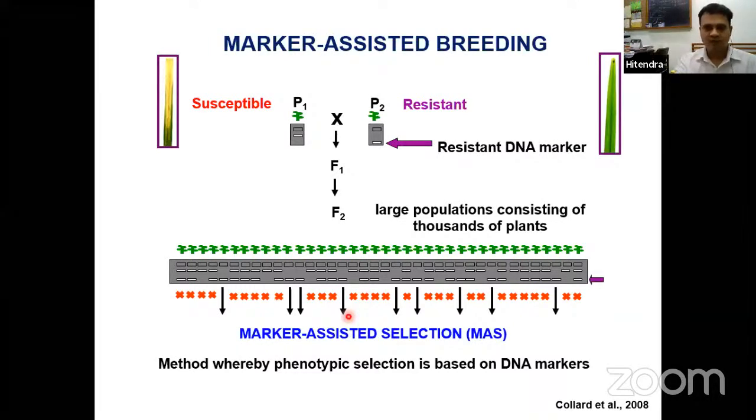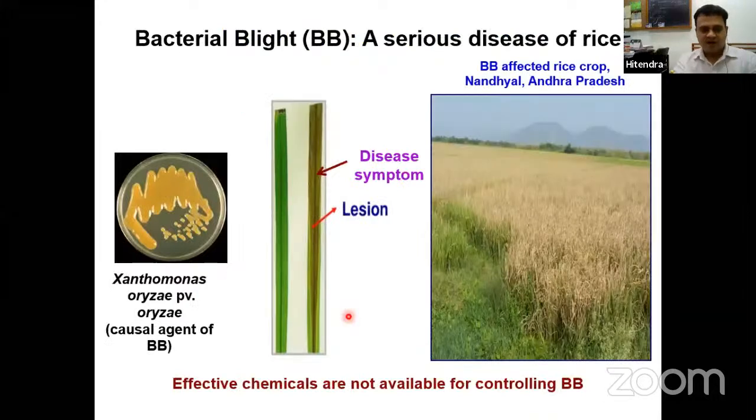So with this background, now I'll speak about the disease. Bacterial blight is a serious disease of rice, and this is the bacteria that cause the disease. The bacteria is called Xanthomonas oryzae pv. oryzae. This is how it looks on a plate. It looks yellowish in color because it produces a yellow pigment called xanthomonadin. Because of that, the color of the bacterial colony is yellow.